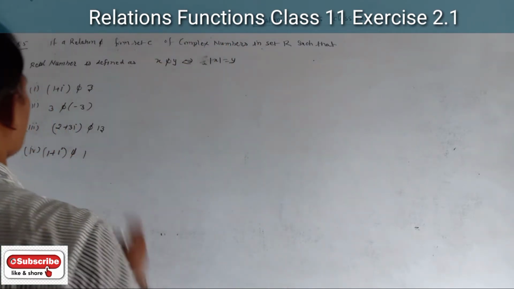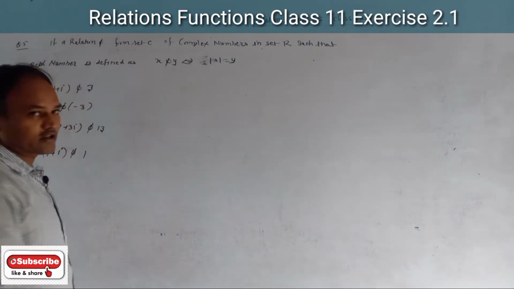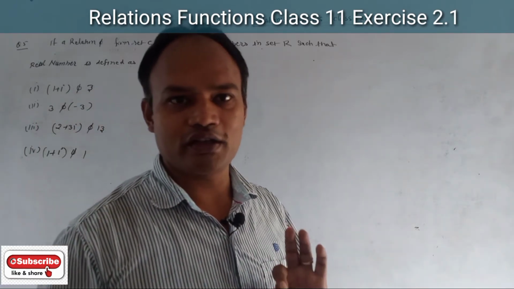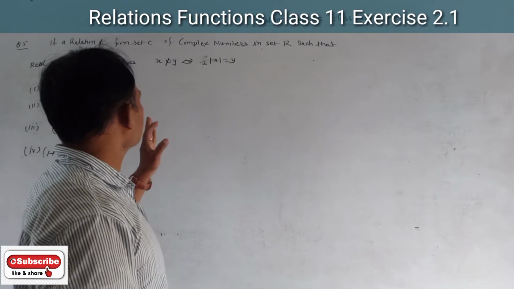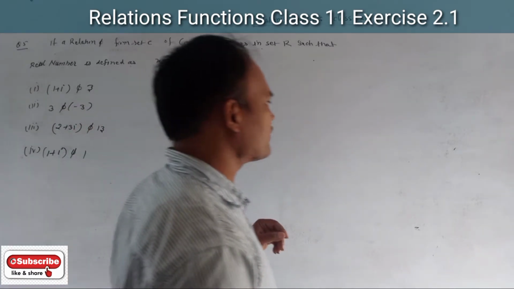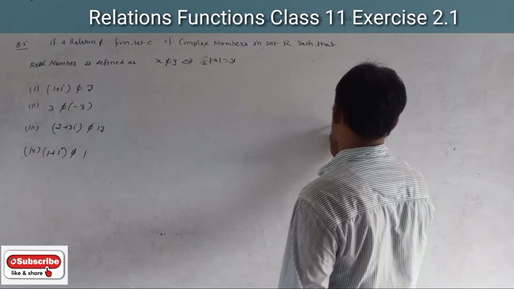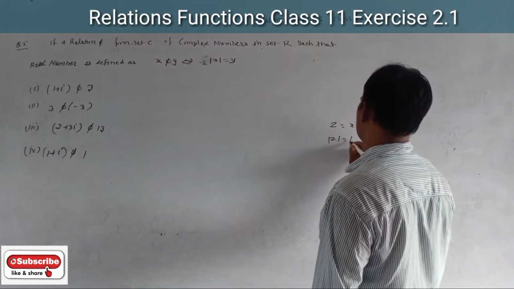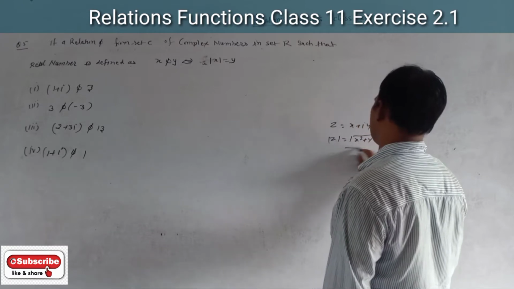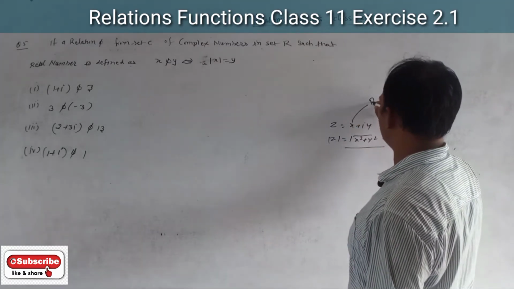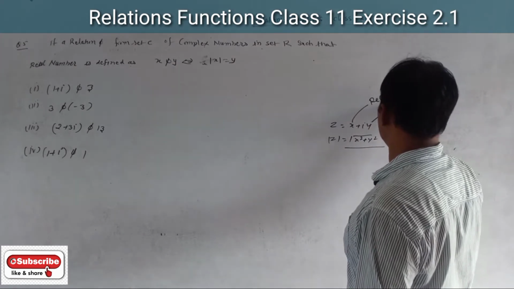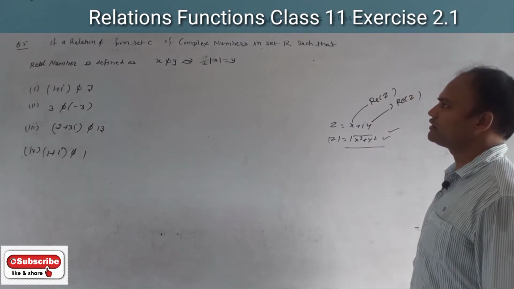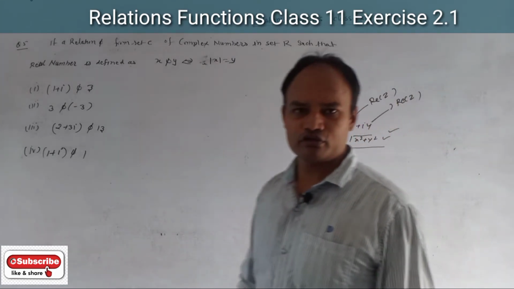Let's see. If a relation phi is a relation from set C, the complex numbers. What is phi? Phi is a relation between two objects. When we talk about a complex number, it is z equal to x plus iota y, so the modulus of z is equal to under root x square plus y square. We will learn more about it in the next chapter, but it is a question given in chapter number 2. So we have to solve this.